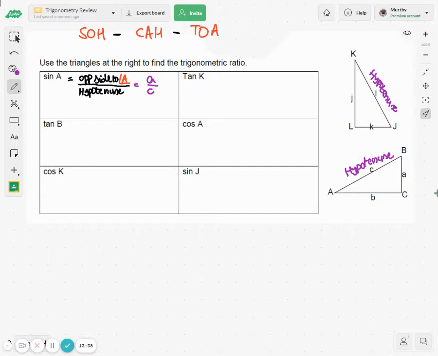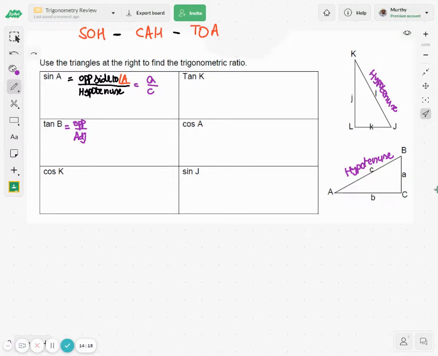Next, coming to tan B. So tan means it is TOA, Sohcahtoa, TOA. T is tan, O for opposite, so let me write that opposite, and A for adjacent. But when you write in short this way, that may lead to some confusion. What is opposite? What is adjacent? Majority of the people think that this is the opposite side and the base is the adjacent side.